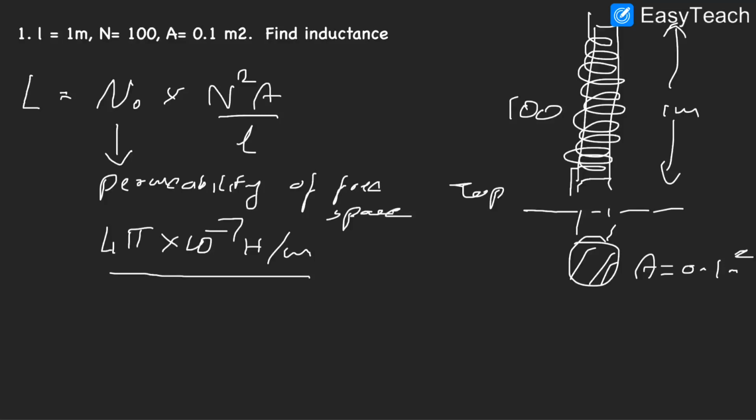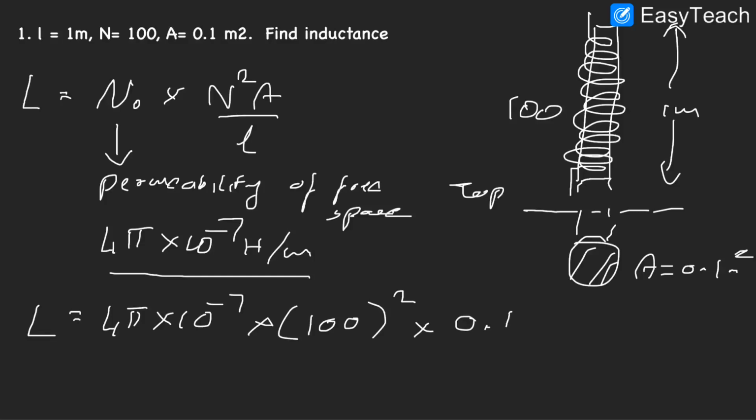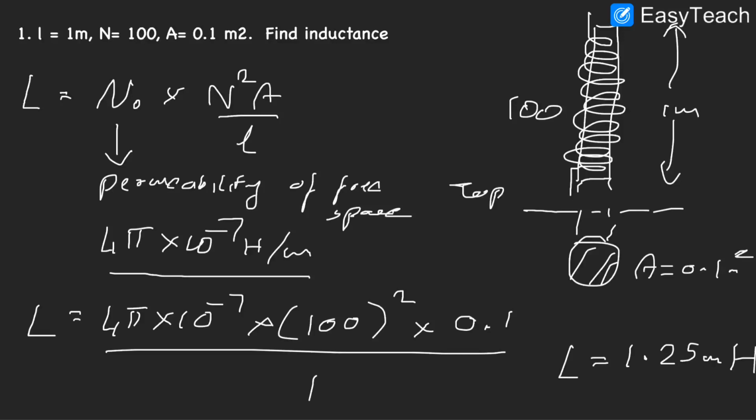Alright, so to find the inductance, now it's pretty much straightforward. Our mu naught value is 4 pi times 10 power minus 7, times the number of turns, which is 100, and I'm going to square that, times area of cross section, which is 0.1, and the whole thing divided by 1. That is my length. And so solving this, I'm going to get 1.25 times 10 power minus 3. I can just write the 10 power minus 3 as milli, so 1.25 millihenry. Alright, so this is going to be our final answer.